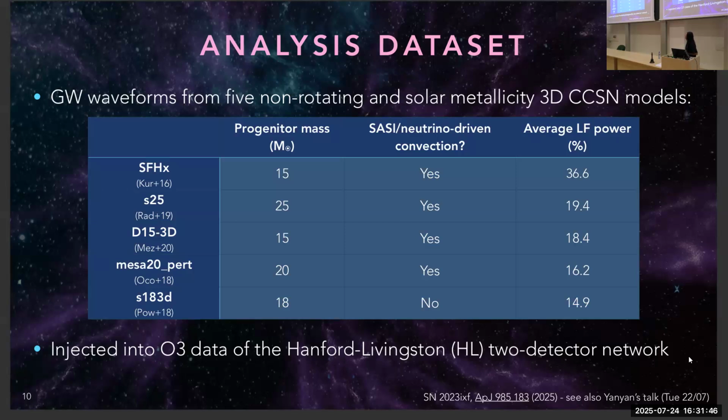So the topmost, SFHX, or S15 as you will see it, has the most low frequency power. The right column here shows how much of this low frequency power, anything below 256 hertz, there is as a percentage of the full signal. You can see the SFH, which has the softest equation of state, has the highest low frequency power here, and it goes down. Essentially the top 4 models have some sort of SASE, and S18 has very, very minimal SASE. I think Jade showed me a spectrogram that had a tiny bit of SASE, but we just consider it as having little to none.